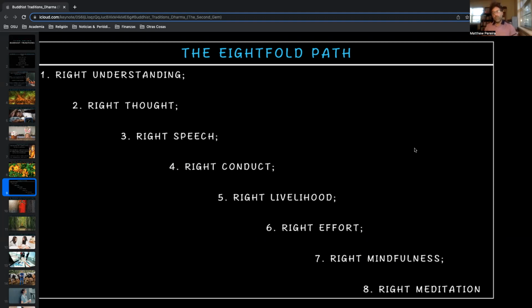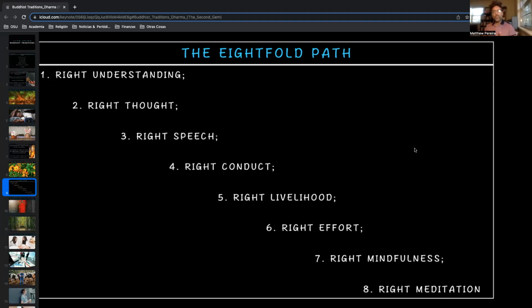Right speech. Like in the Buddhist tradition, there's a recognition that what we say matters, right? That words have power. And of course, words are connected to having right understanding and having right thought. So these things are interconnected, but right speech matters. And that's part of the Eightfold Path. Recognizing that what we say has power, right? Words have power. Right conduct, right? So how we live our lives. Do we live our lives in an ethical way, in an honoring way, right? In a virtuous way.